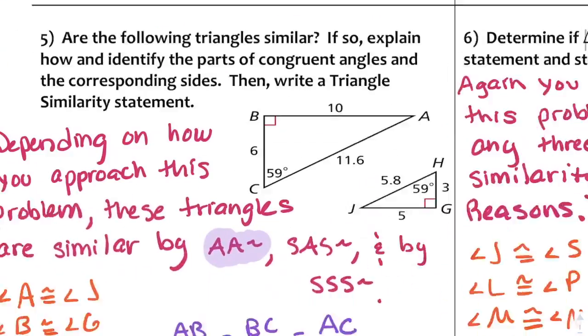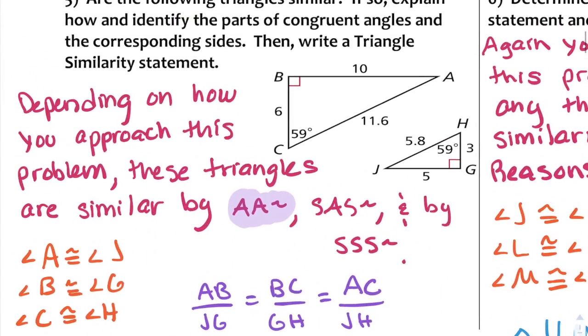Okay, number 5. Are the following triangles similar? If so, explain how and identify the parts of congruent angles and the corresponding sides. Then write a triangle similarity statement. Well, okay, I'm given all 3 sides. I'm also given 2 angles.